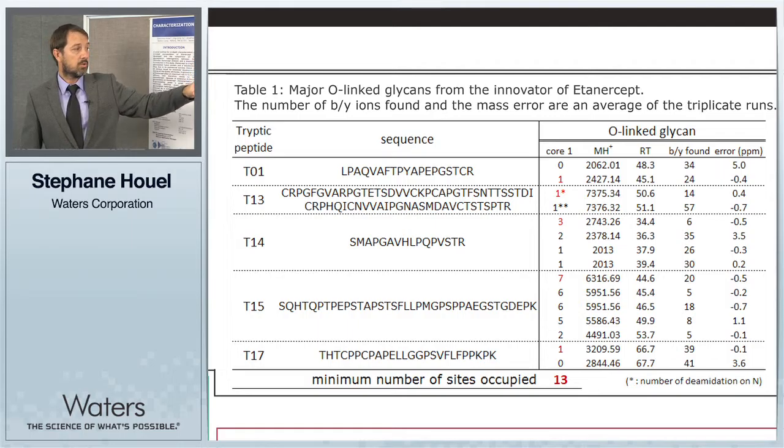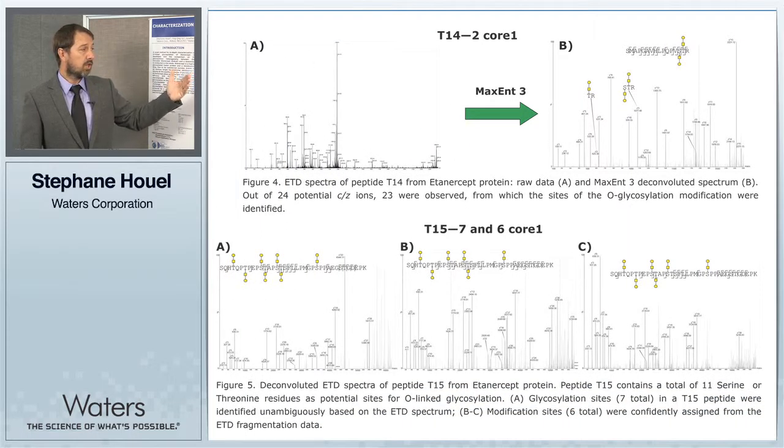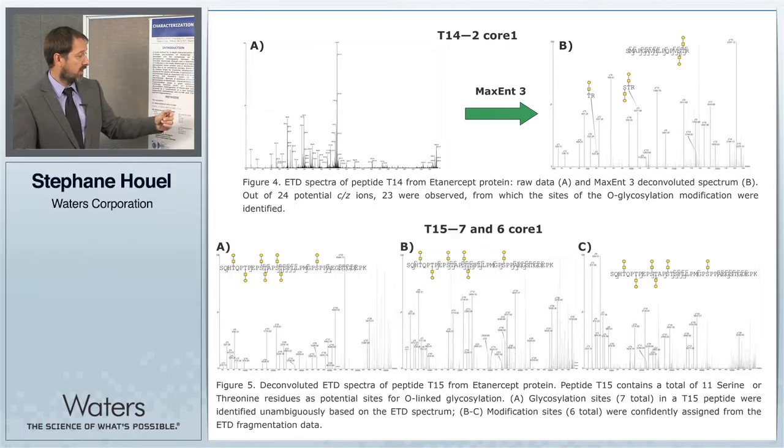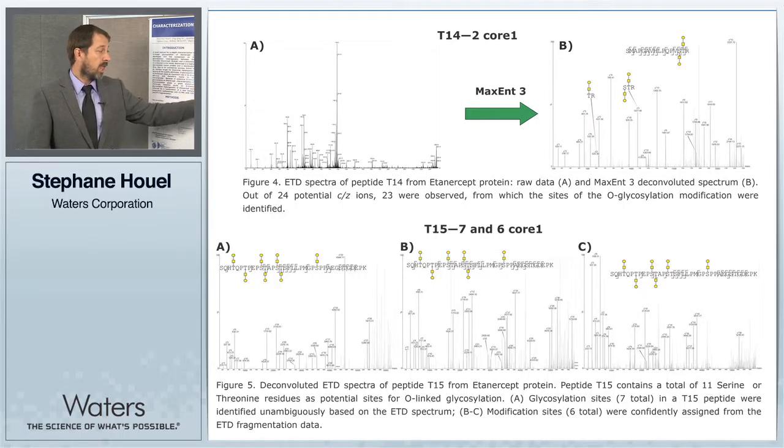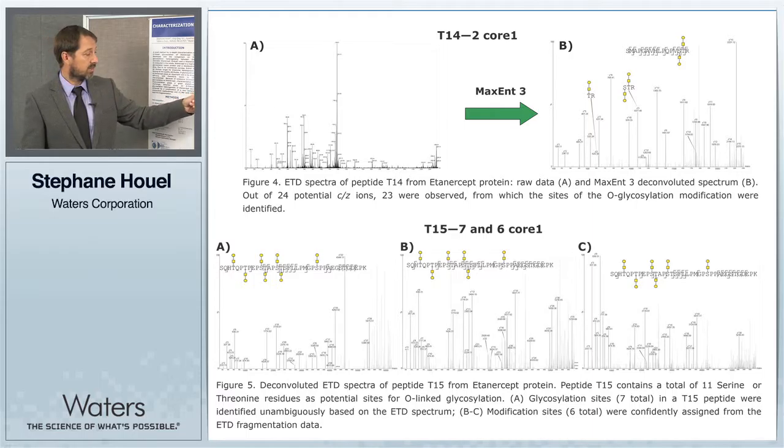So now that we identified all of those peptides, the goal was to map the sites. But unfortunately, when you do a CID experiment, you cannot get the identification because you have mostly neutral loss. So now we go to the next step. We run a targeted ETD method. We kept all of the LC the same, but now we're using a targeted ETD method. On figure 5, I show you an example of the raw data, and after the deconvolution with MaxEnt 3 is the example of the T14 with 2 glycosites on it.